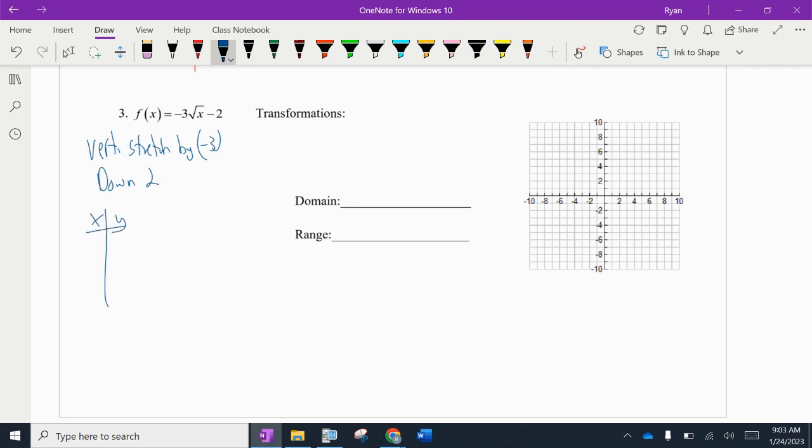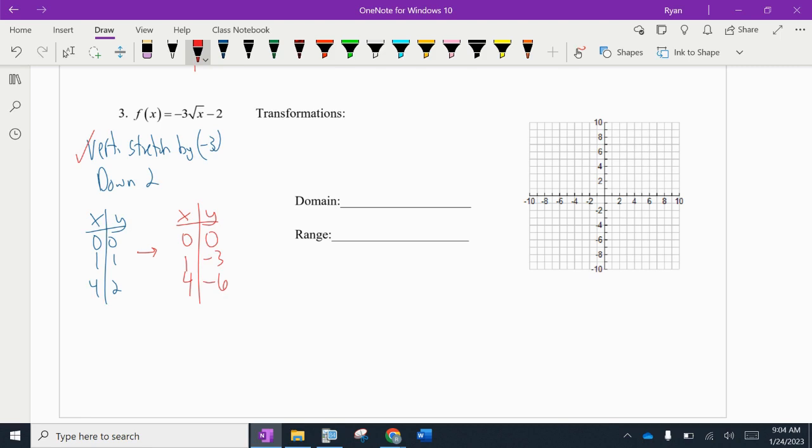So my original parent function is still the same. Hopefully you put those numbers down. Those are always going to be significant for us. Then for the changes. Again, it didn't shift side to side at all, so it's still 0, 1, and 4 for the x's. That didn't change. The vertical stretch by -3 means just like the -3 is multiplied by this thing, we're going to multiply all these y values by -3. So 0 times -3, 1 times -3, 2 times -3.